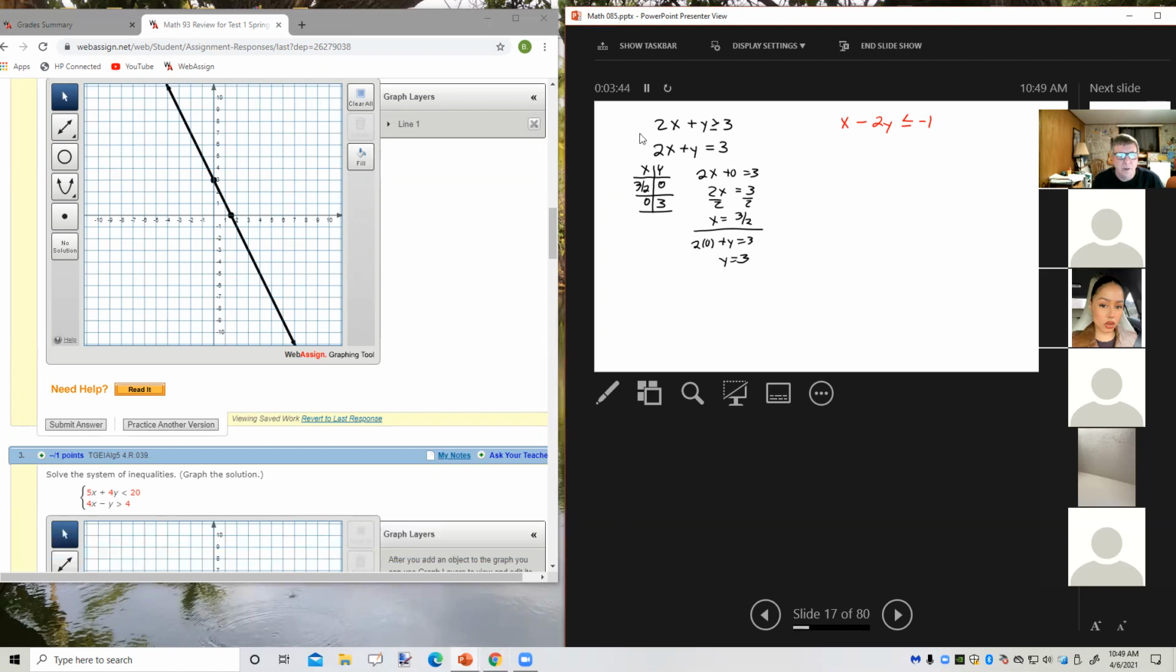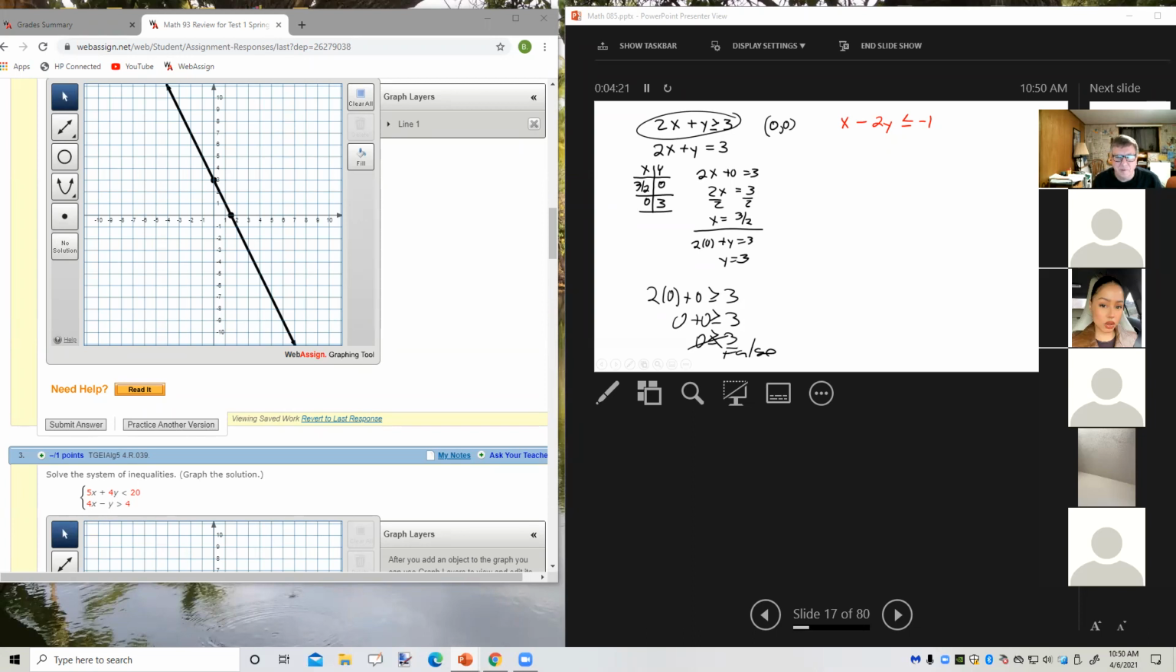So now we're going to pick a test point. Let's go with 0, 0. So back over here. Oops. We use a test point 0, 0. I keep accidentally moving the page down. 0, 0. That's going to go in here. So we've got 2 times 0 plus 0 greater than or equal to 3. 0 plus 0 greater than or equal to 3. 0 greater than or equal to 3. That's false.